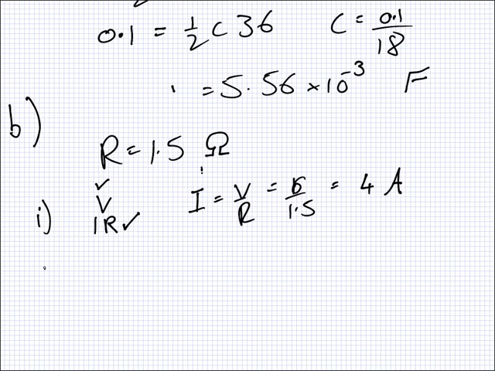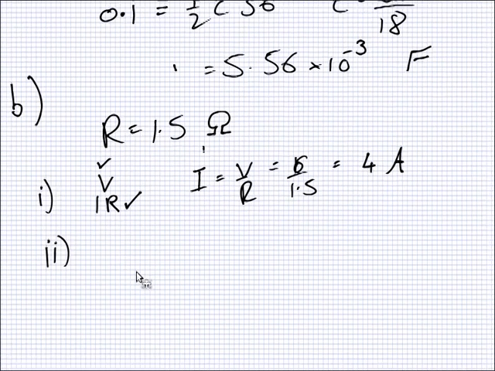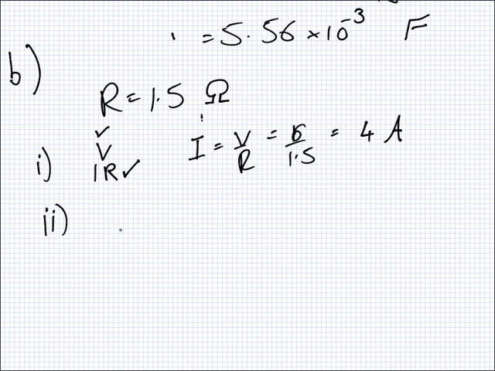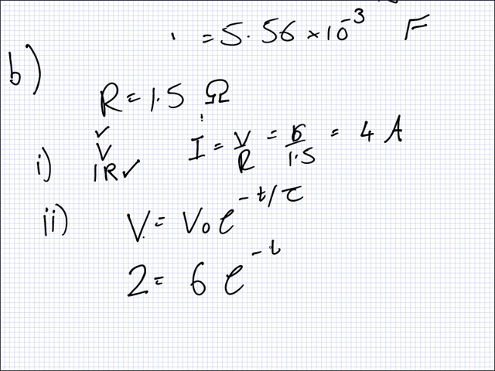Next, that's the time taken for the voltage to fall from 6 volts to 2 volts. So you have to use this formula: V equals V0 e to the minus t over tau. We want to go from 6 volts to 2 volts. So 2 equals 6 e to the minus t over tau.